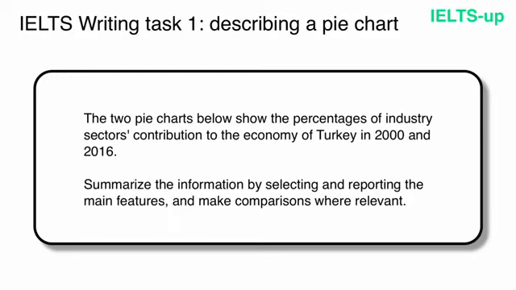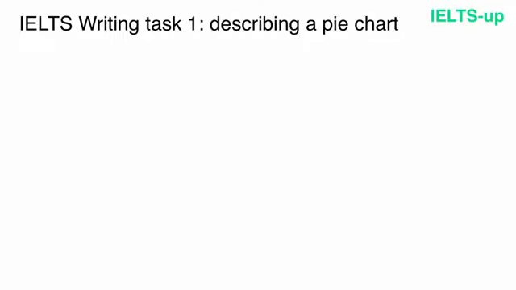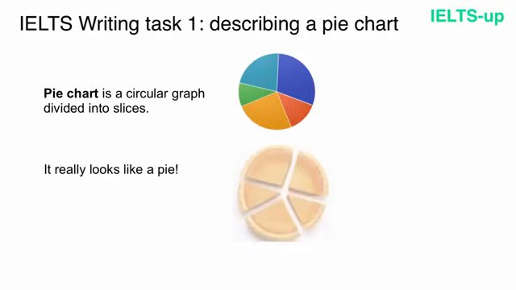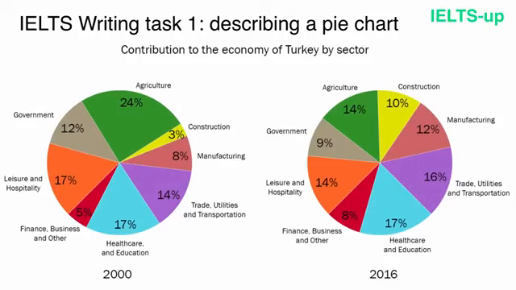Okay, now let's look at the pie chart. As you know, a pie chart is a circular graph divided into slices. Well, it really looks like a pie, so that's where its name came from. Now let's return to our chart. What we can see, the name of our chart is Contribution to the Economy of Turkey by Sector. We have two pie charts. The first one corresponds to the year 2000, and the second one corresponds to the year 2016.